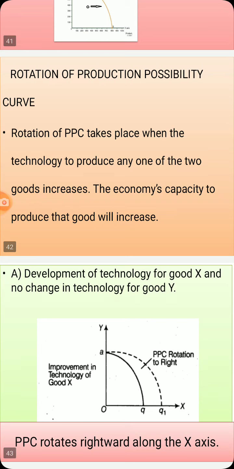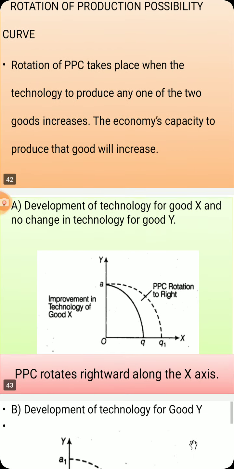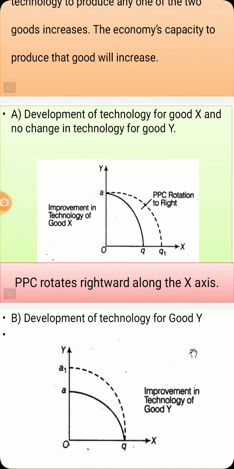Rotation of the production possibility curve takes place when the technology to produce any one of the two goods is increased. That means we have changed the technology, and that change in technology is there only for the production of one good, not for both the goods. So what does it mean? You can have a look at the first curve. Under the first curve, what does it mean? Efficient technology for the production of good X.